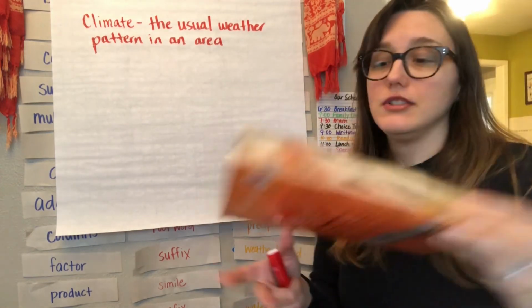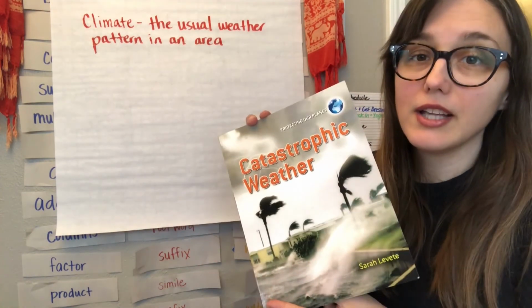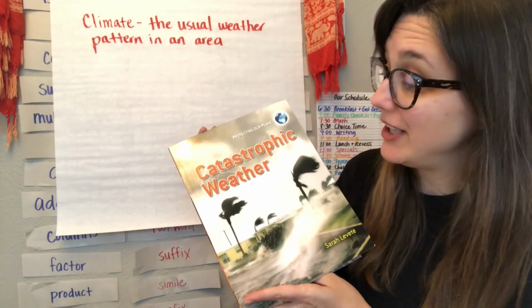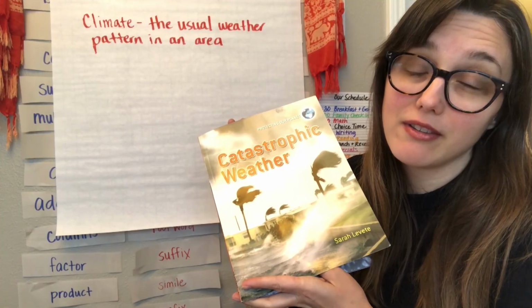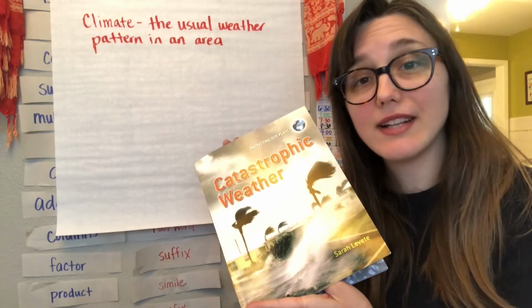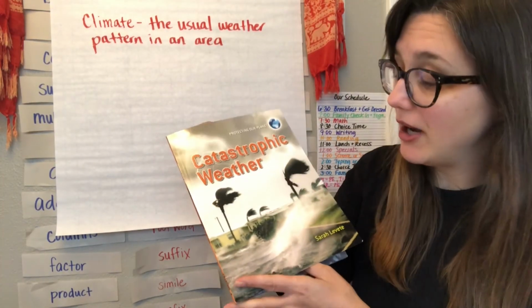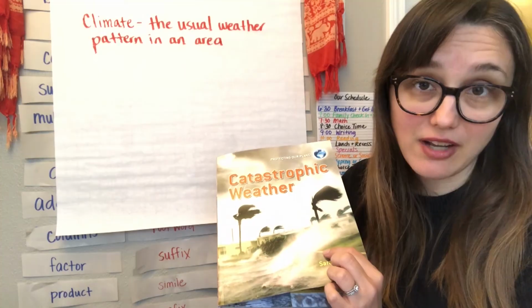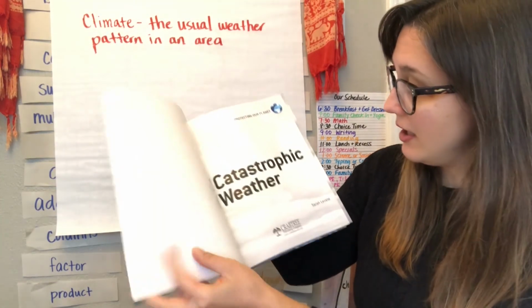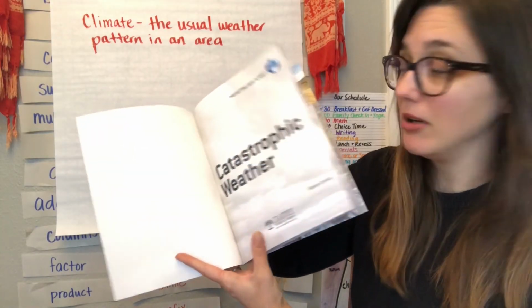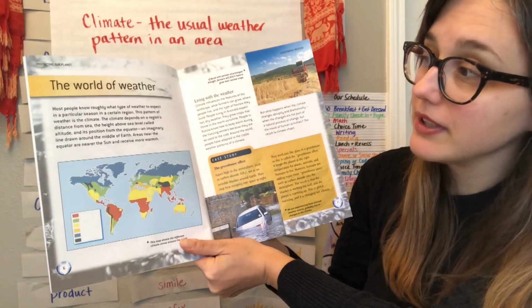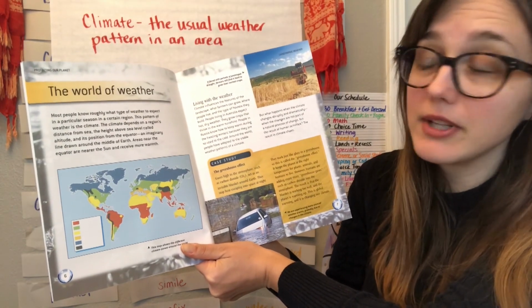Another book that I found about weather and climate is called Catastrophic Weather. Do you know what that word means, catastrophic? It means very destructive weather. Bad things can happen during catastrophic weather. We're going to be exploring that topic more in the next episode, but we will take a look at one page that I found in this book that might be helpful. This book is by Sarah Levete, and Crabtree Publishing published it. It says, most people know roughly what type of weather to expect in a particular season in a certain region.